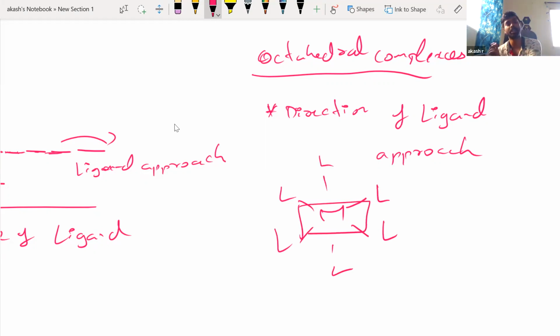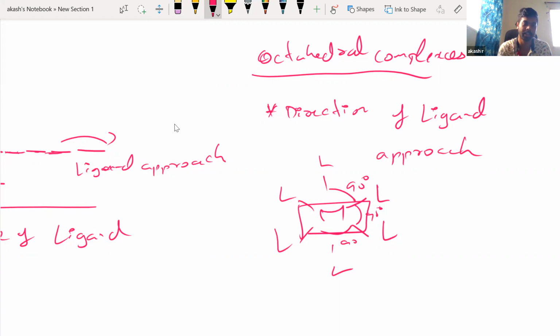Right? So I hope you know how the shape looks. The shape will look exactly like a square bipyramidal. Say, for example, if this is the metal center, all the four places you will have a ligand, top one ligand, bottom one ligand. That is exactly how it is going to look. Now we know that all the bond angles here are 90 degrees.